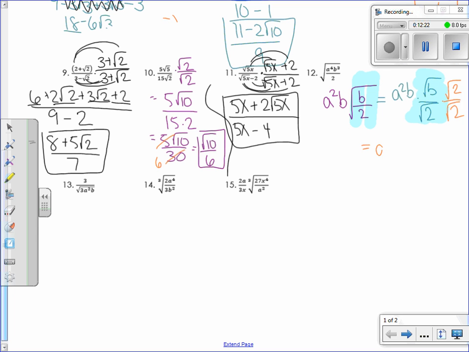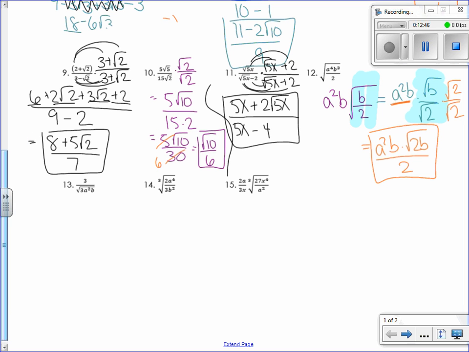And then that's going to give me this a squared b, we can't forget about that, times the square root of 2b all over 2. This is your final answer. Okay, so pull anything out that you can pull out before you start going to town and rationalizing.